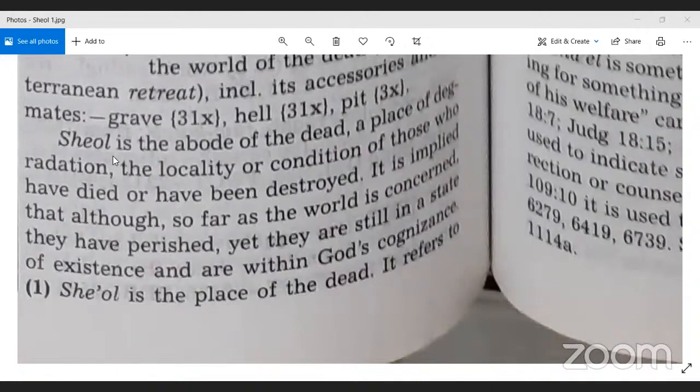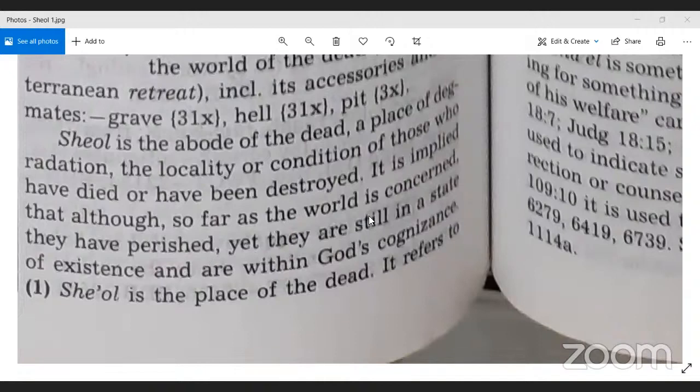Well, may I interrupt you, please? Sure. So let's go back to the meaning of inmate. So this means that you're not paying rent, right? No, you're paying rent, but you're not on the lease. You're not written on that lease. You're just there. Okay, so let's continue. One, Sheol is the place of the dead. It refers to.